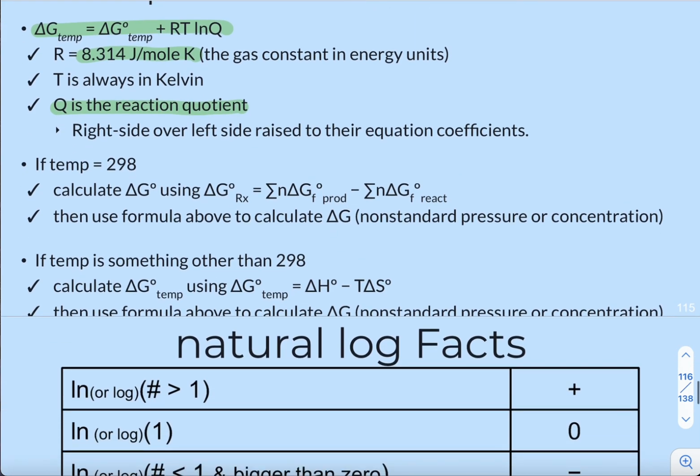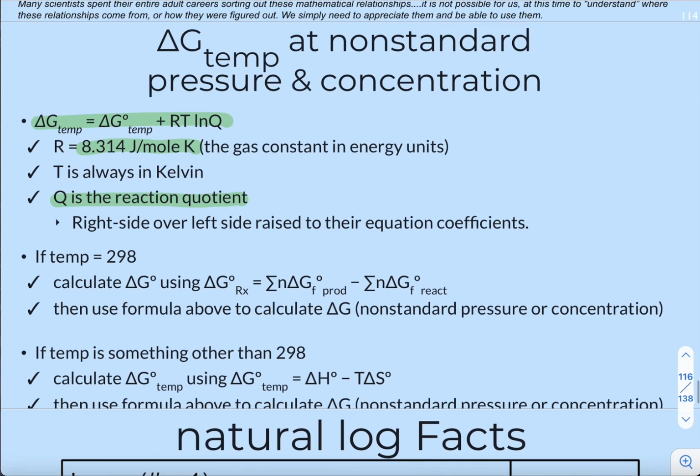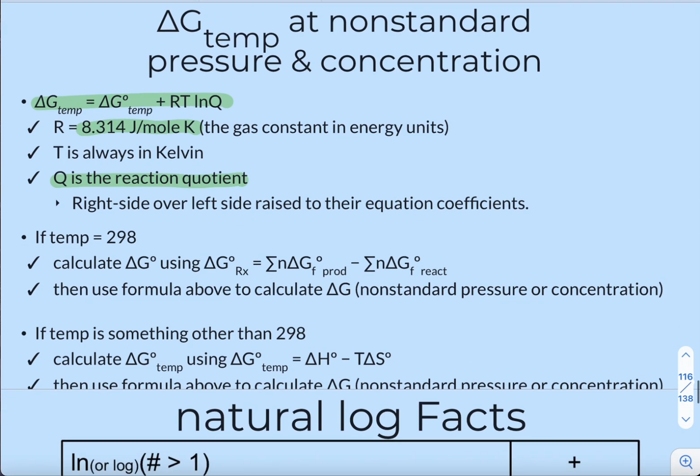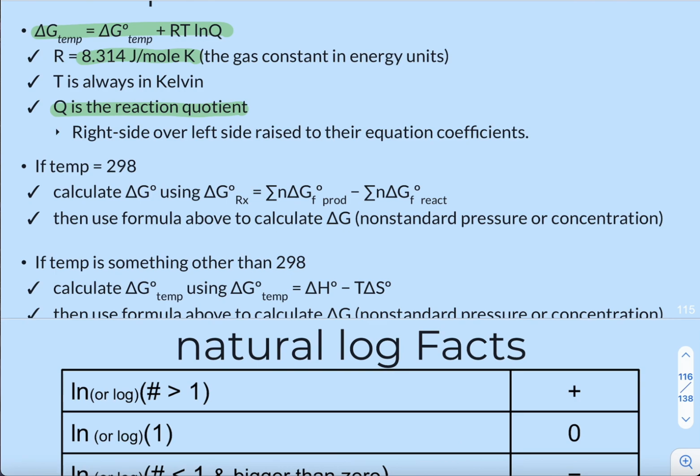If the temperature is at 298, you know that you can just look up on the tables delta G and then get the formula. Okay, so that's what this would be. If the temperature is something other than 298, then use this to calculate it. Then you can use the Nernst equation to get non-standard pressure or concentration, because Q will take pressures or concentration into account. Okay, so then you just plug it in.